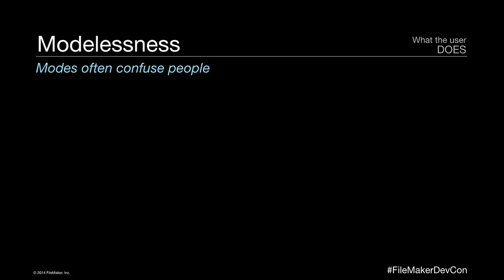And continuing with what the user does, here's modelessness. Modes often confuse people because the same physical actions have different purposes and results. For example, in FileMaker, browse mode and find mode use the same layouts, but perform completely different functions. In the early days of FileMaker, people would call tech support in tears because they keyed in hundreds of records in find mode and lost them all. Now there's an alert after the 10th find request, and find mode itself is more visually distinct, but the underlying issue of it being a mode hasn't gone away.